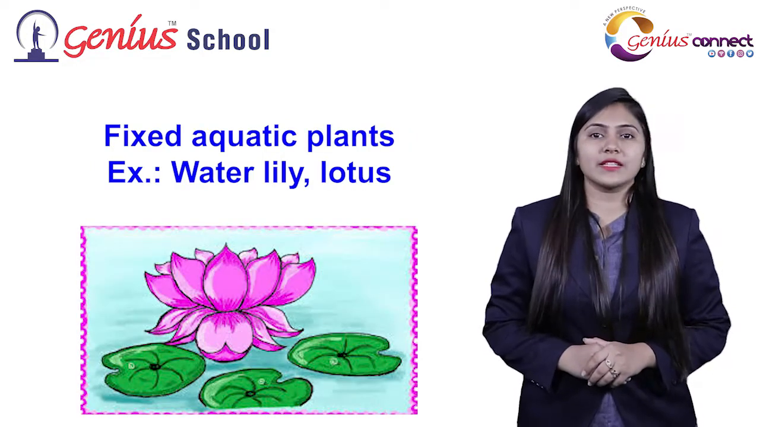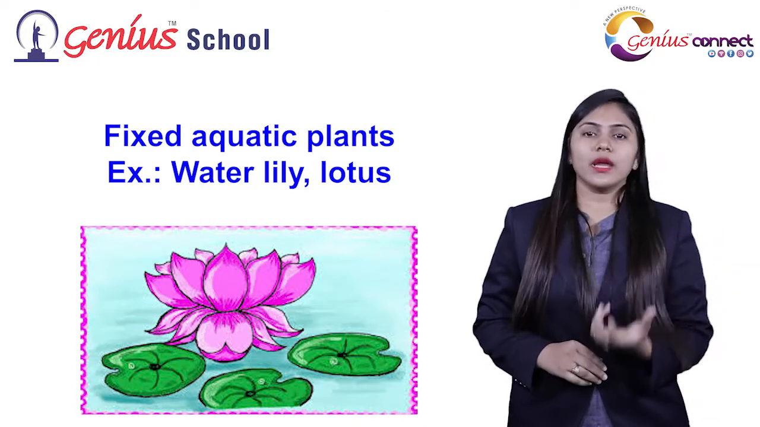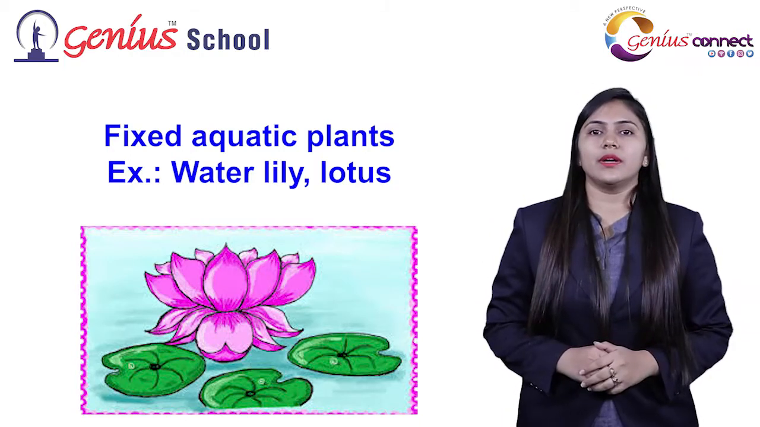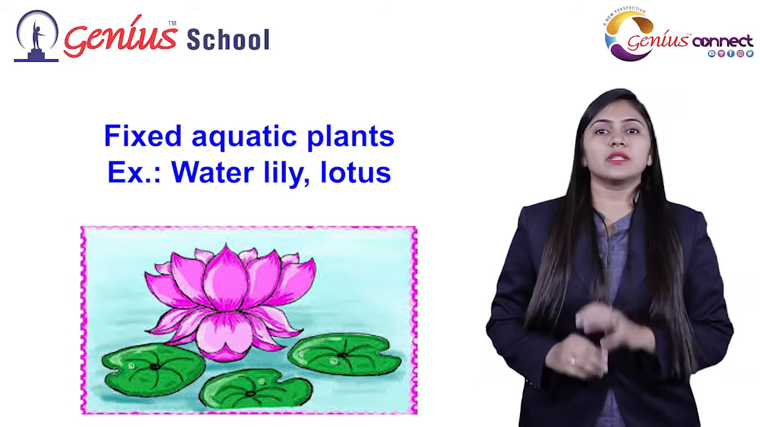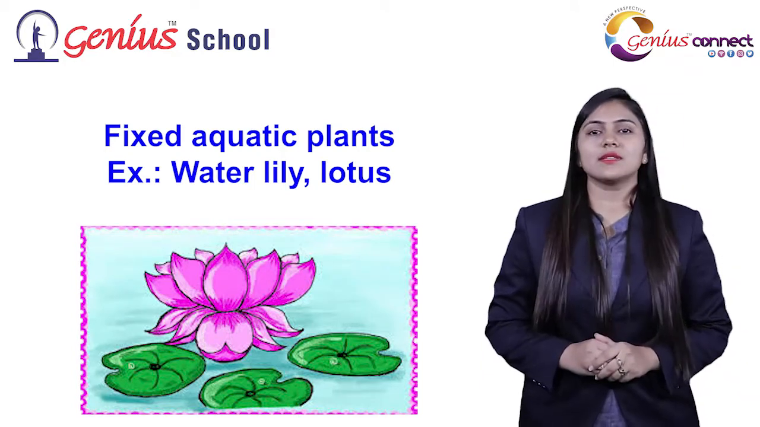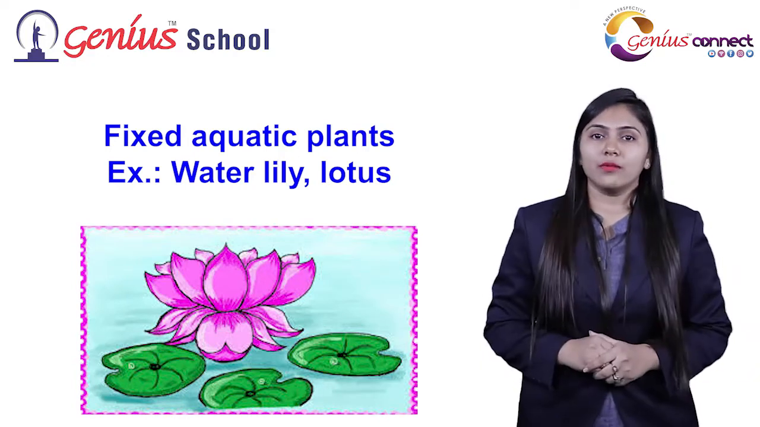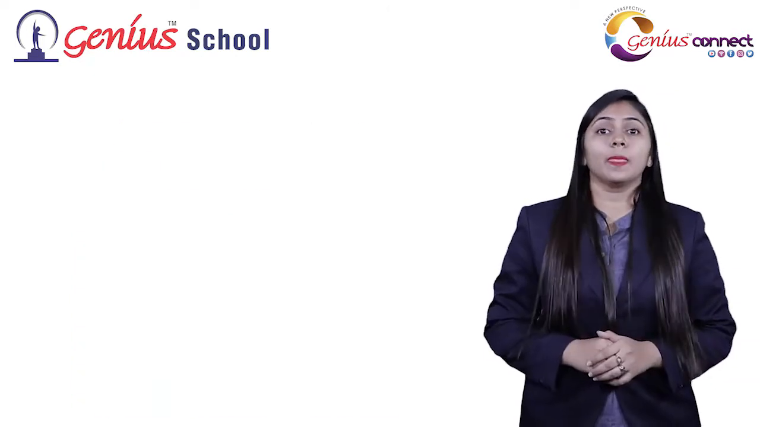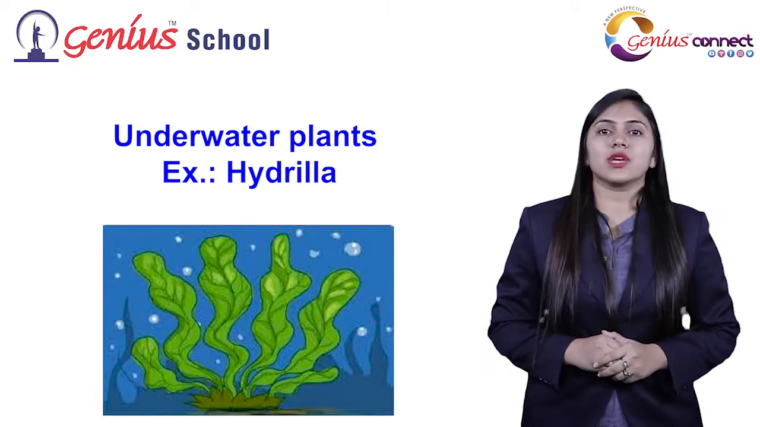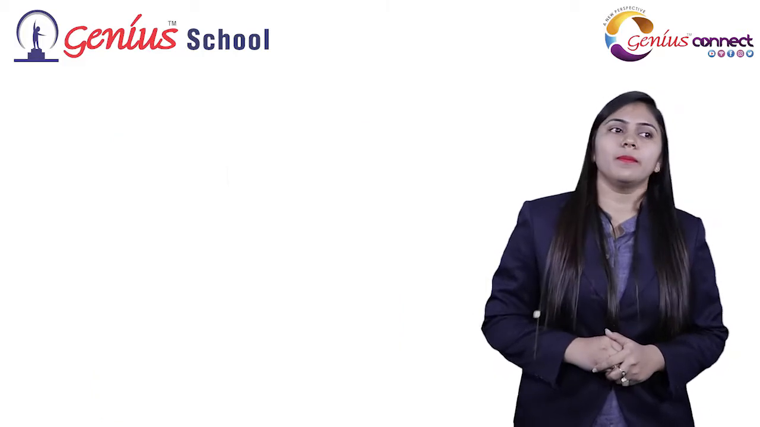Number two, fixed aquatic plants. Fixed aquatic plants have a fixed structure. So it grows on the upper side of the water, but it is not floating along with the water. That's why it is called a fixed aquatic plant, such as lotus. Lotus is not floating along with the water. Water lily is also not floating along with the water. They are fixed aquatic plants. Then underwater plants, which grow on the lower side of the water bodies, such as Hydrilla. It grows below the water. That's why it is an underwater plant.